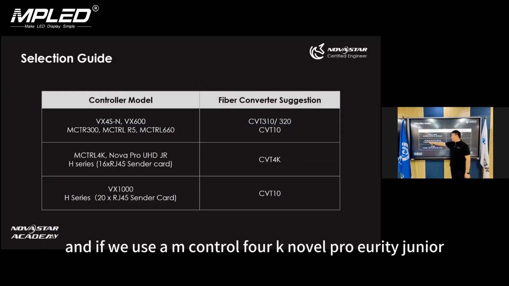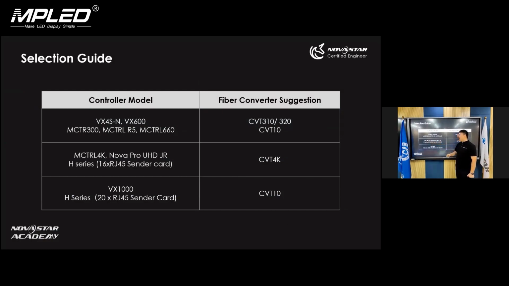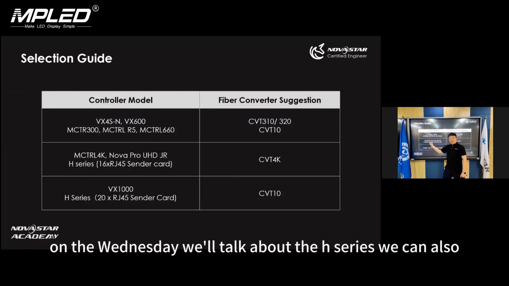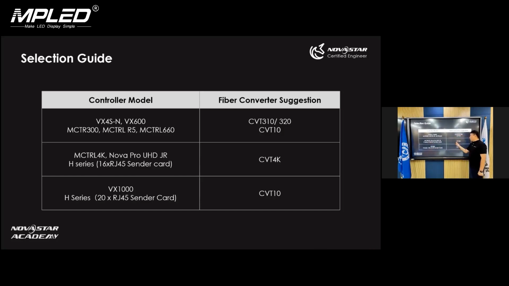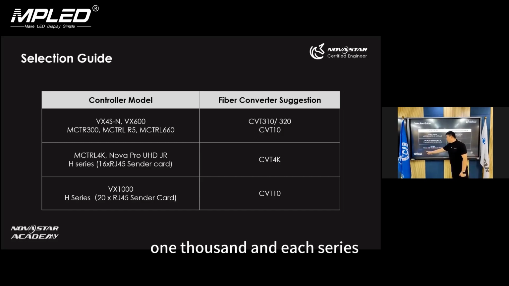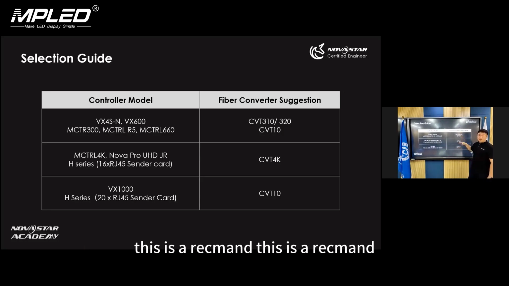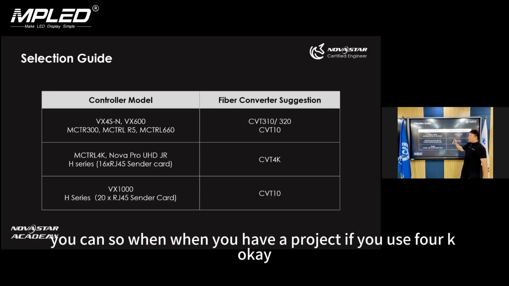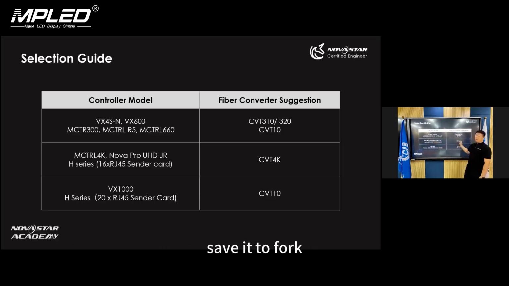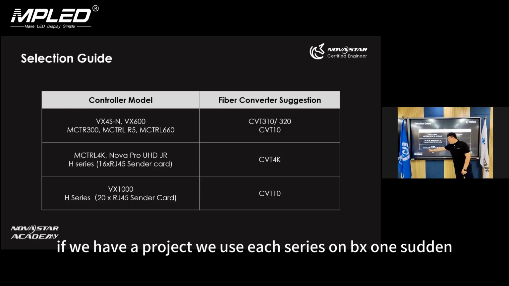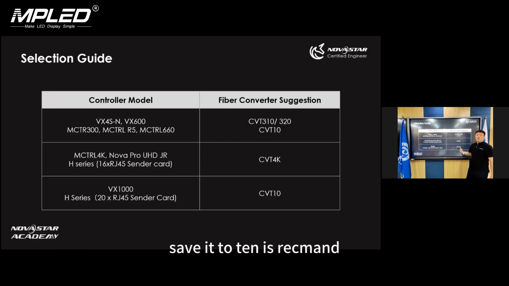And if we use AMP control 4K, Nova Pro UHD Junior, and also on Wednesday we'll talk about the H series, we can also work together with the CVT4K. If we use the VX1000 and H series with 20 RD5 sending card, we can use the CVT10. This is a recommendation. So when you have a project, if you use 4K, okay, CVT4K. If we have a project using the H series or VX1000, CVT10 is recommended. So just remember this.